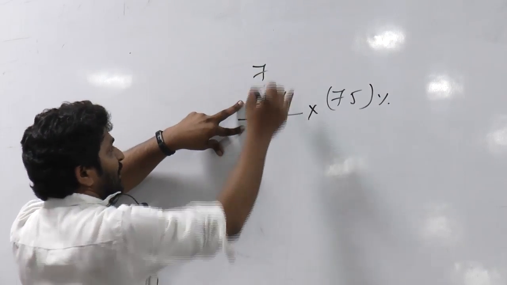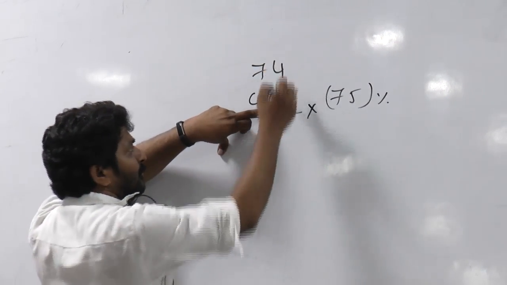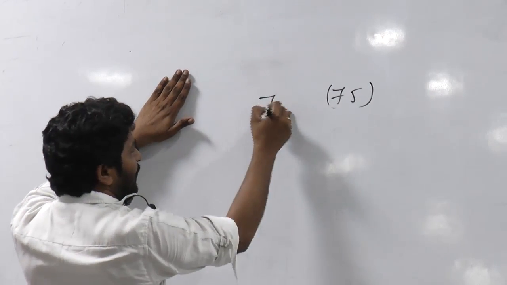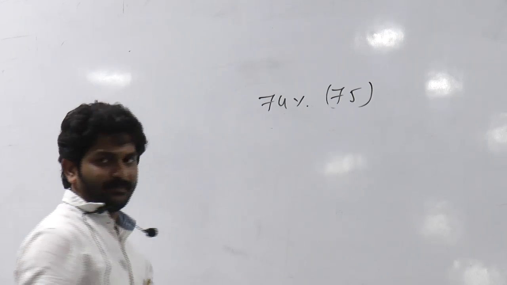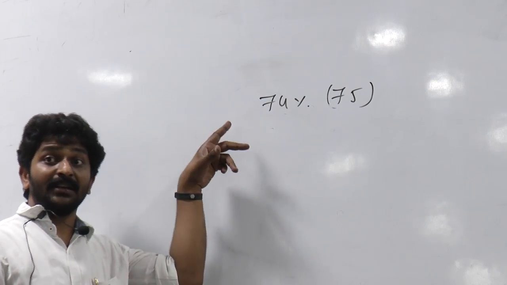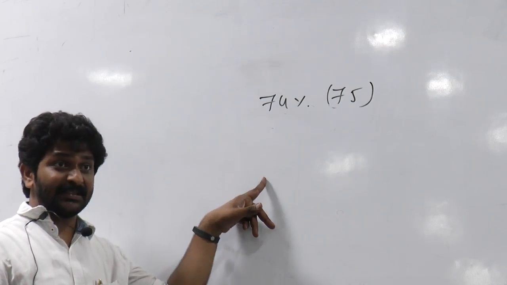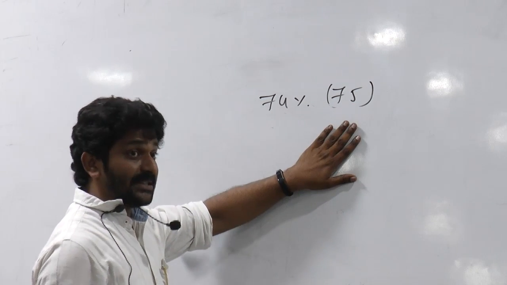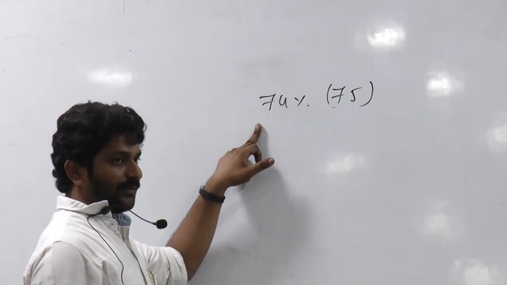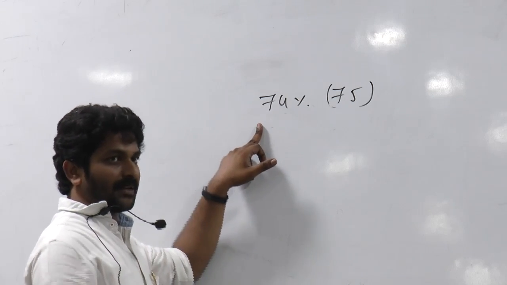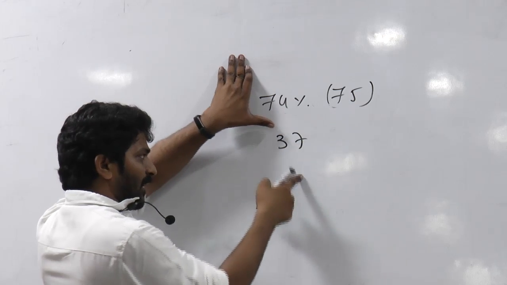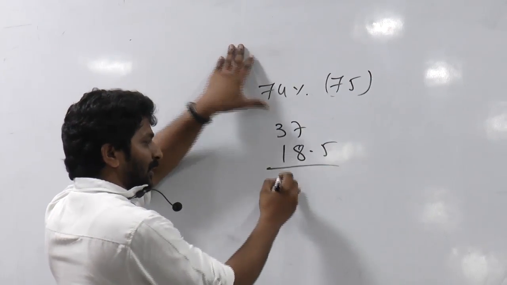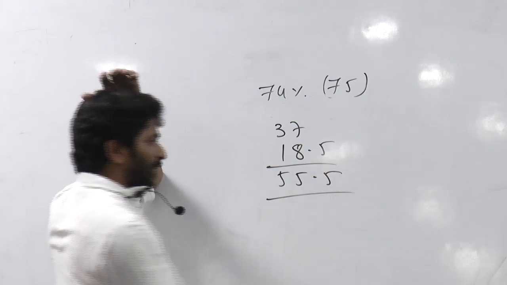6, 7 times and then 4 times. Sorry. 74% of 75. Average percentage, right? 444 by 6 percent. 74% of what? 75 marks, or 75% of 74. Half plus half. 37, half of this 18.5. Total 55.5 marks.